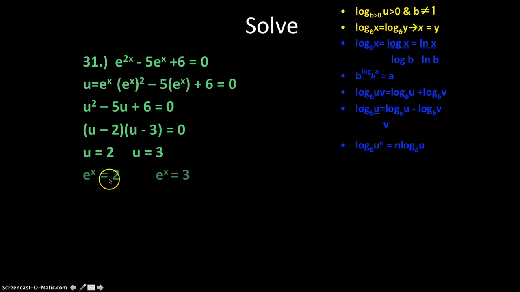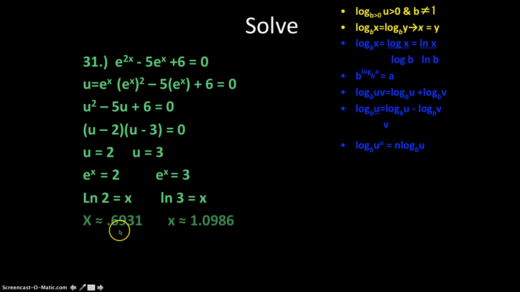Since the original problem wasn't u, it was e to the x, we substitute that back in. And to solve for x, we need to write these both as natural logs. So base e here, this is something we look up on the calculator, and we get these two different answers. And again, the closeness that a calculator will give you is still really great. And so we want to check these.